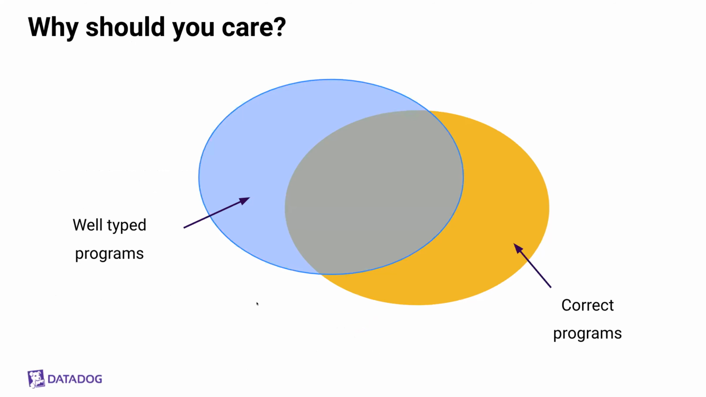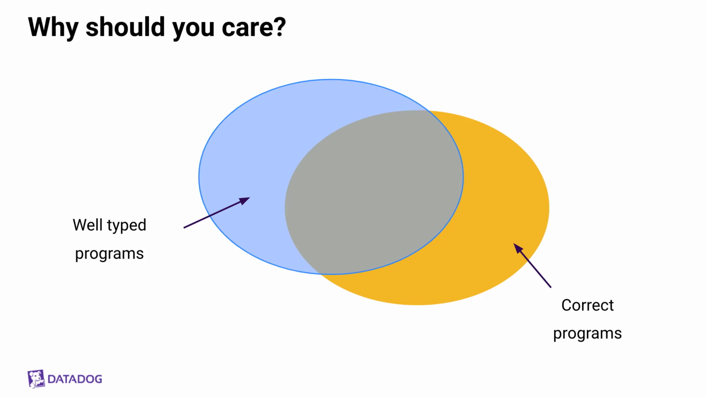Okay, so why should you care? Here's a Venn diagram showing the set of all programs that are well typed, so they pass the type checking, and all programs that are correct, so they do what you want them to do. As you can see, there is an overlap, but it's not complete. It means that you can have programs that are well typed but don't do what you are expecting, and you can also have programs that are correct but are not well typed.